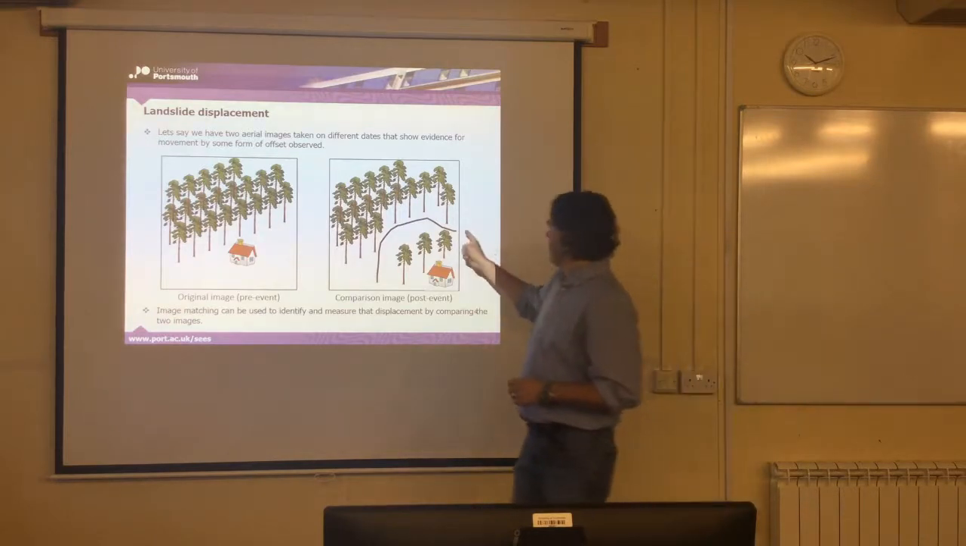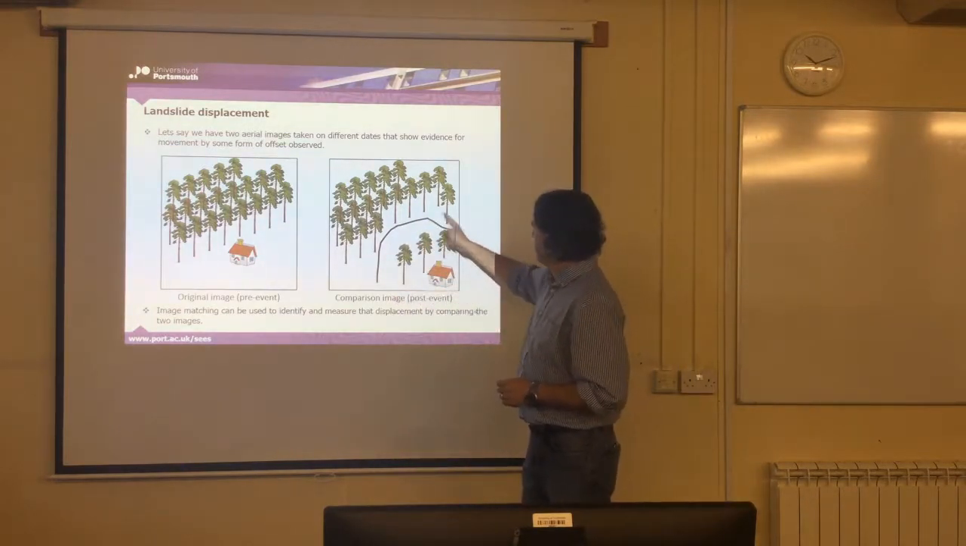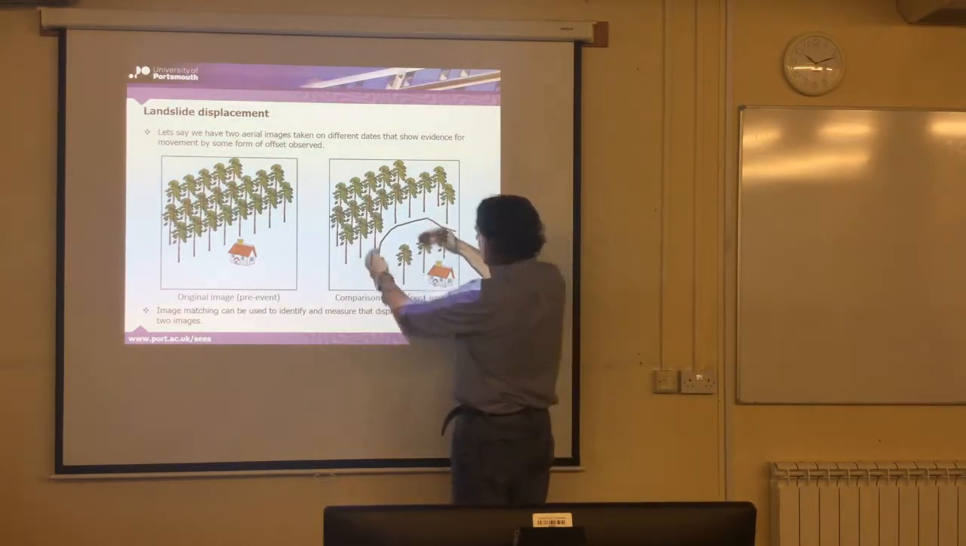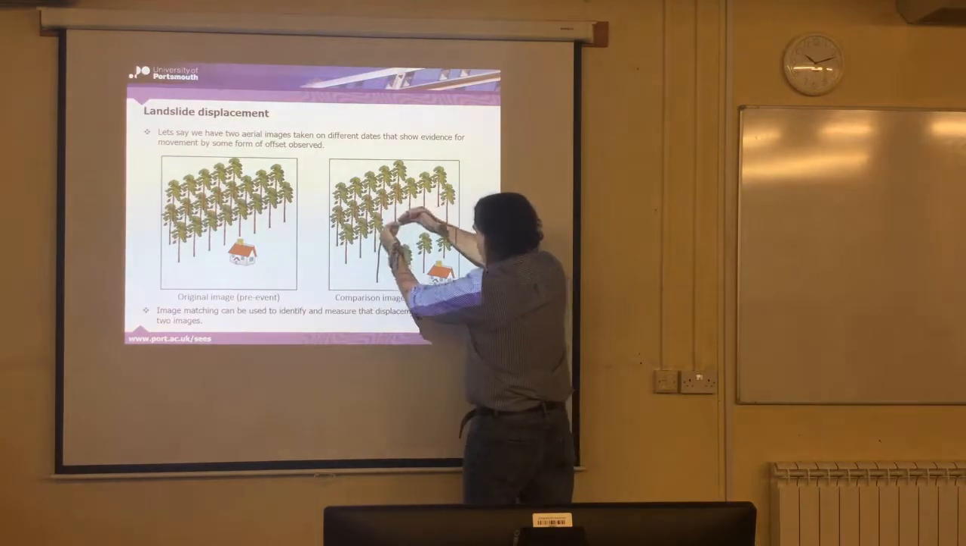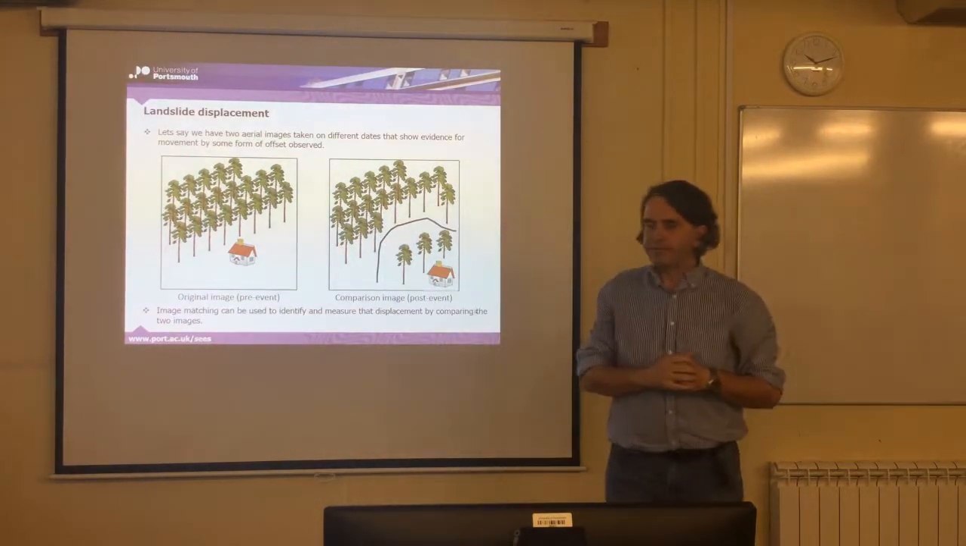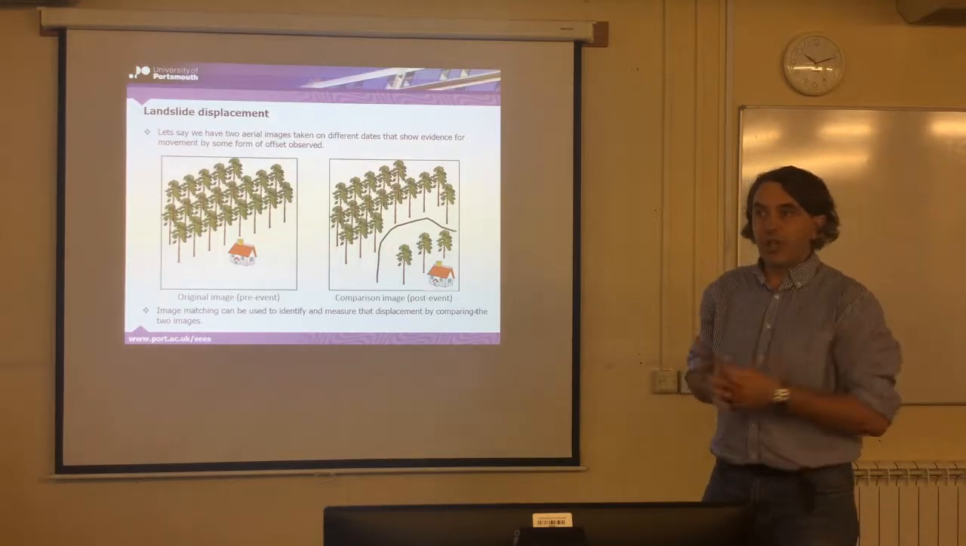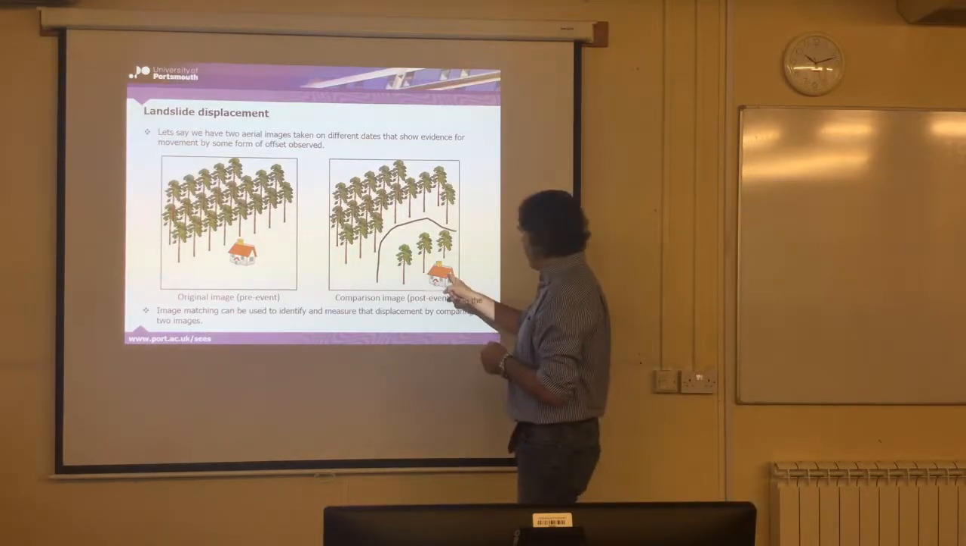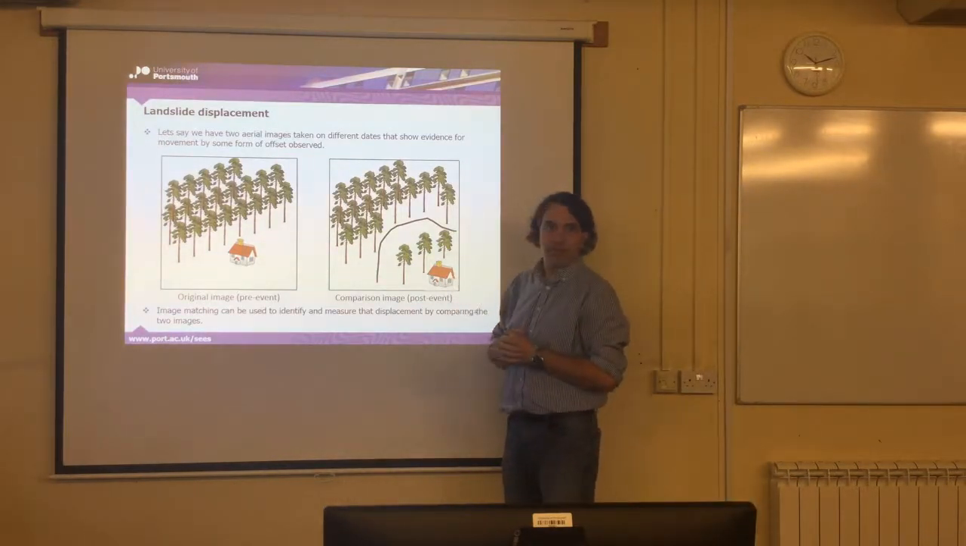Okay, so here's the scarp. My scarp and landslide. And essentially what's happened is 3 of the trees and the house have moved down slope. Okay. And what I want to do is measure how far that house has moved and in which direction.